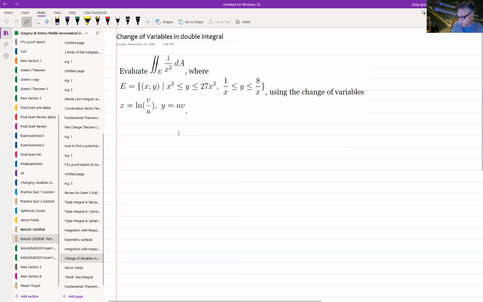Okay, here's an example of changing variables in a double integral. And I will give you the change of variables if there's a problem like this. So don't worry about having to find it. Apologize, it looked like this problem got cut off a little bit.